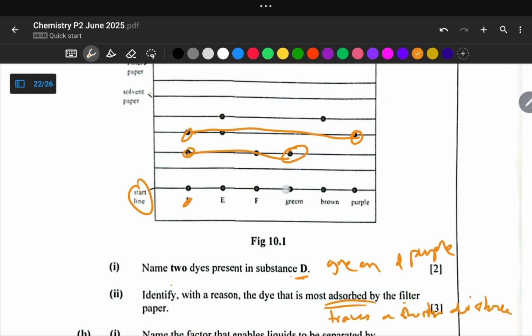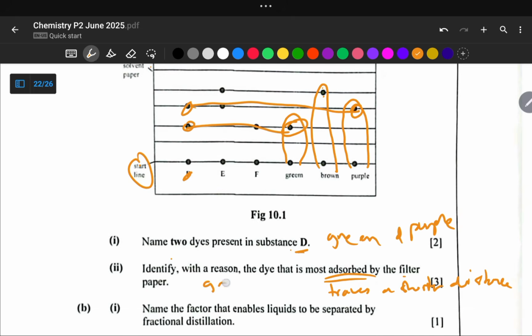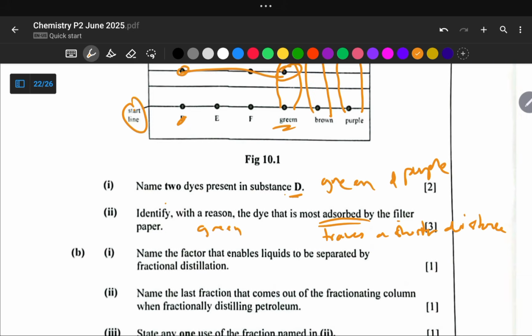So where we are having the shortest distance from the starting line, it is on green. This one has got a larger distance. This one has got a medium. So our correct answer is green. Why? Because green travels a smaller distance, meaning to say it is strongly attached to the filter paper. That's adsorbents.